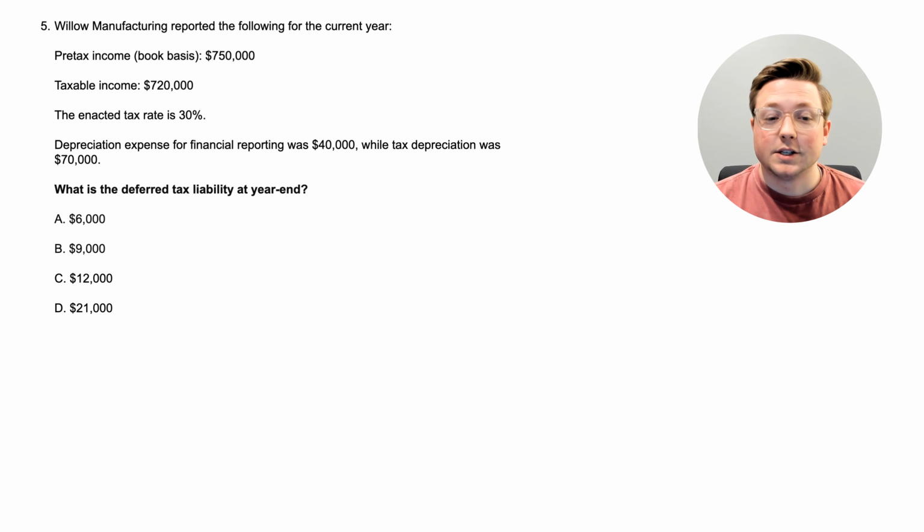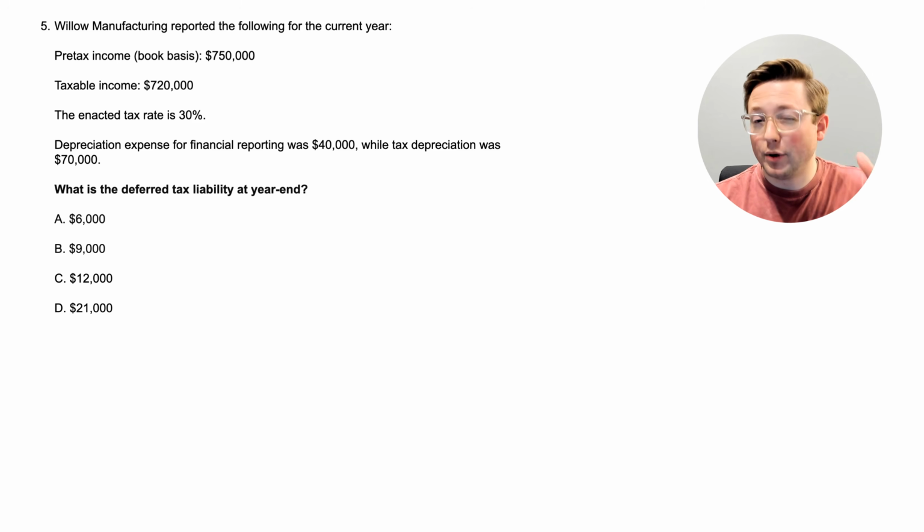All right, here we are at question 5. What is the deferred tax liability at year end? Let's go up to the top. Willow Manufacturing reported the following for the current year. Pre-tax income, $750,000. Taxable income, $720,000. The enacted tax rate is 30%. Depreciation expense for financial reporting was $40,000, while tax depreciation was $70,000.